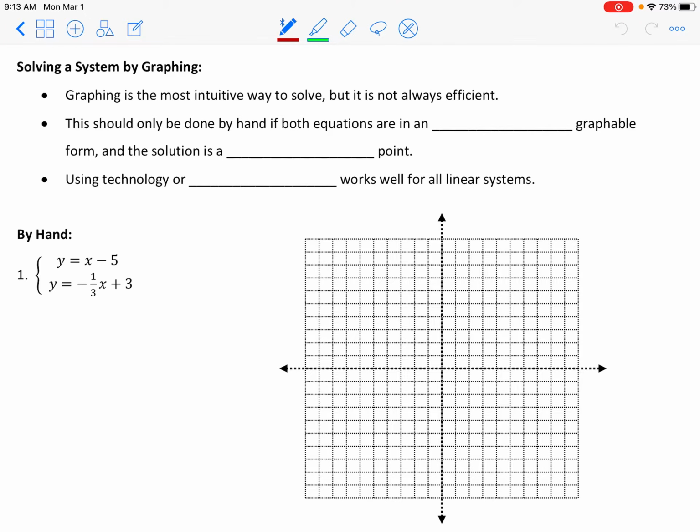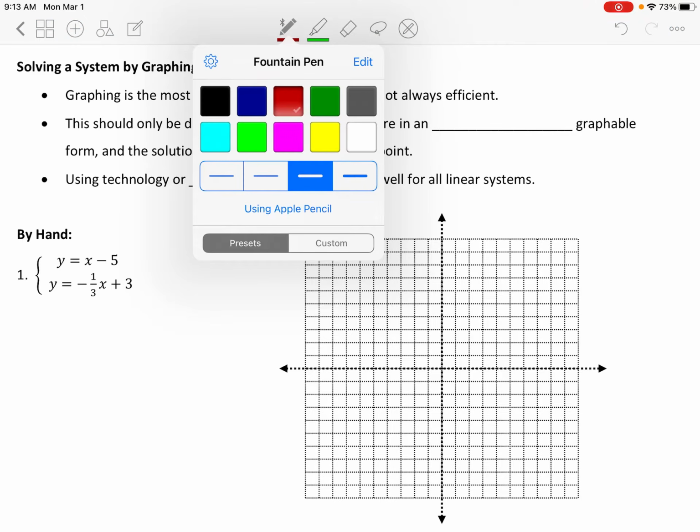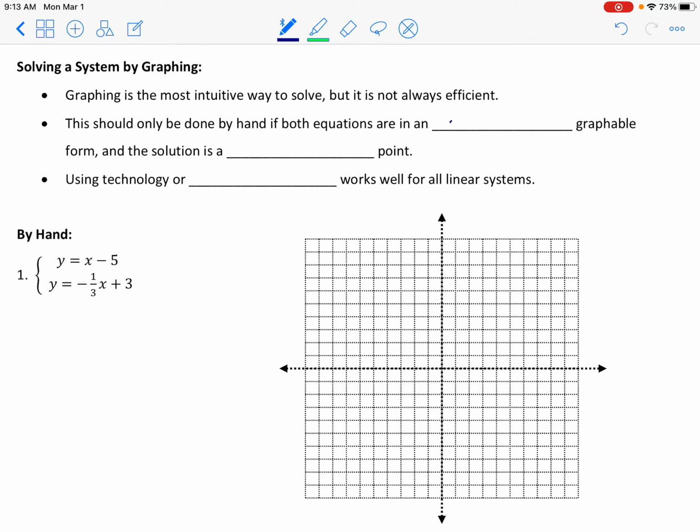You could imagine graphing 2 lines where the point of intersection is not a precise point. Let's say that the solution was something like 1/3 and -3/4. If we're graphing these lines, I'm not going to be able to tell that the point is exactly at 1/3 and -3/4. So it's not always efficient, but it is very intuitive. Really, this should only be done if both equations are in an easily graphable form.